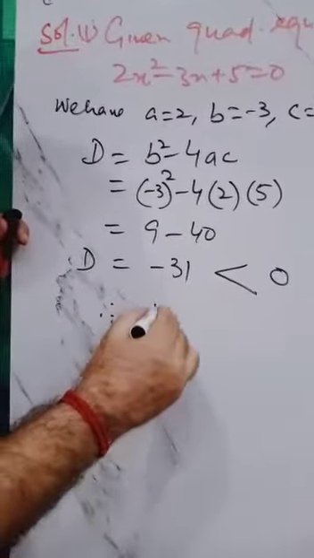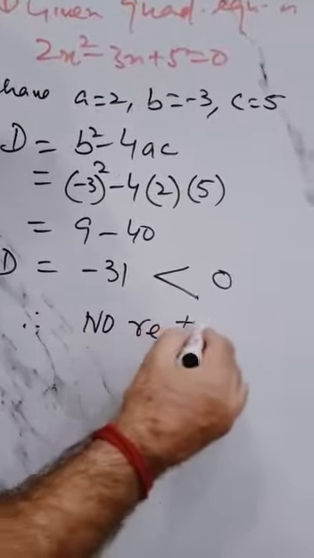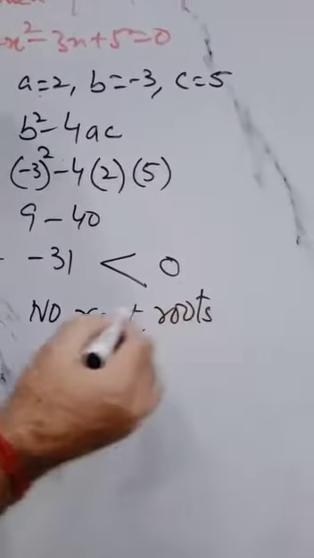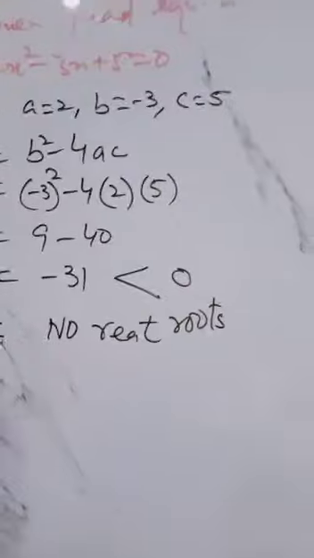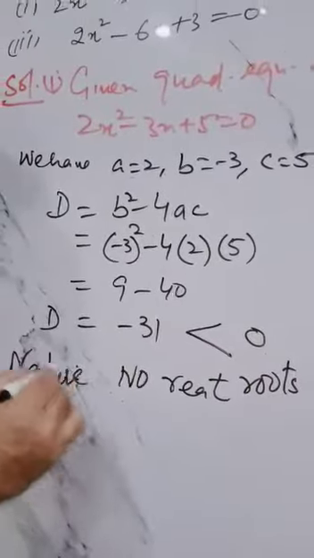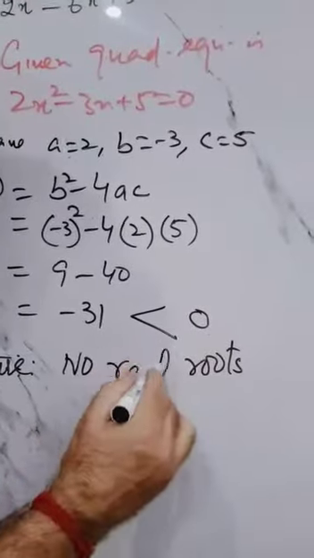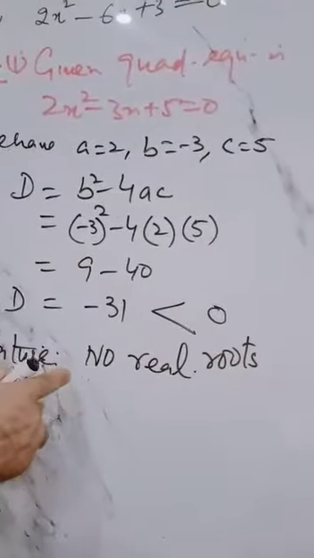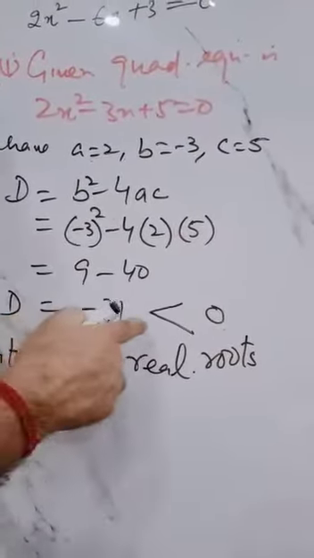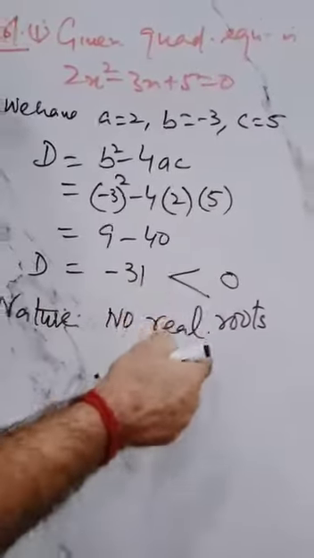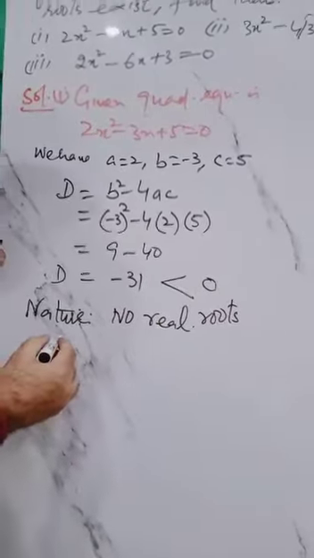Therefore, no real roots exist. Then what is the nature? So the nature is no real roots, because the discriminant is negative, that means less than 0. No need to find the roots.